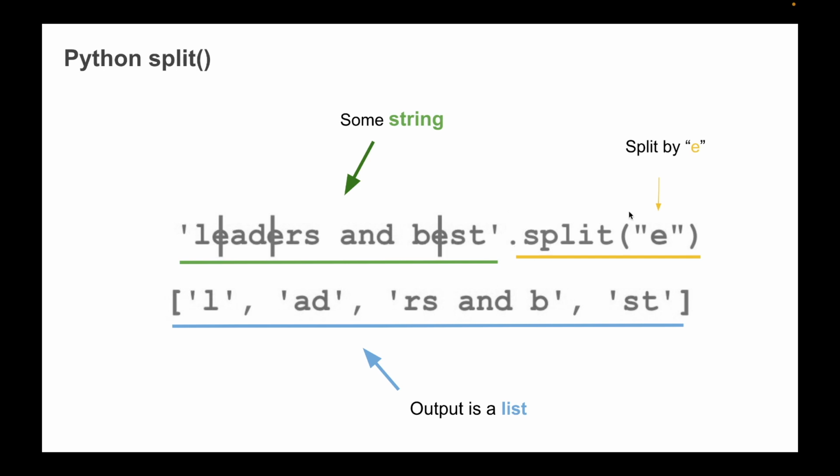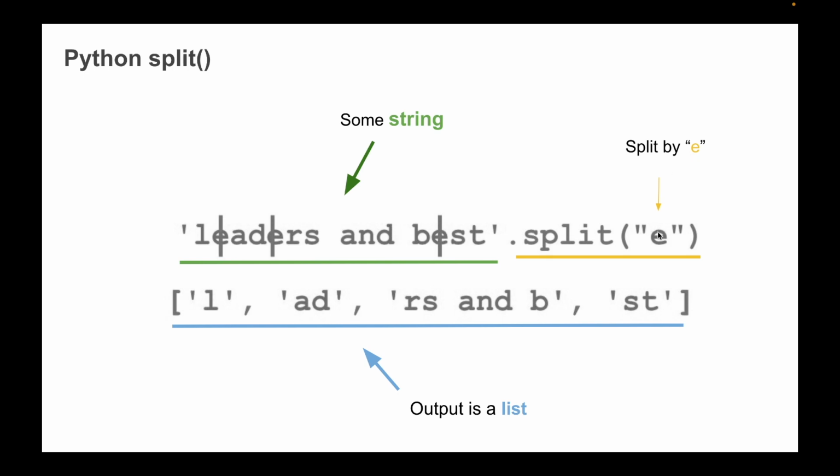As you can see, there's a split function on the right, and we have some sort of a string on the left. The split function only works on strings, whether that's literally a string, or a variable that contains a string. In this example, we have a literal string called leaders and best, and we are splitting by E.